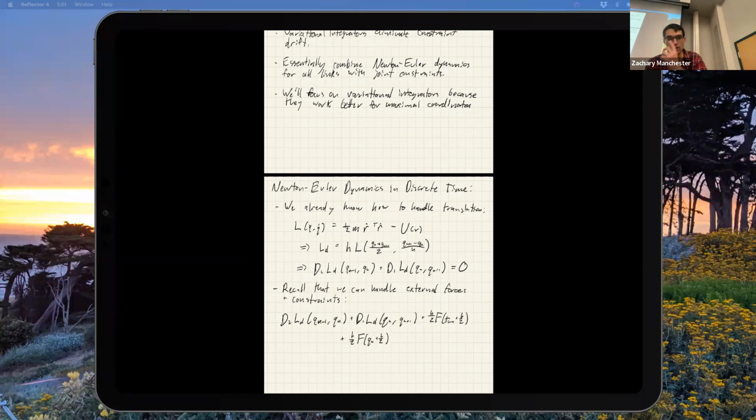And then we get our constraint term, which looks like this. So this is our constraint equation. That's our constraint term. And then these guys are your forcing terms.